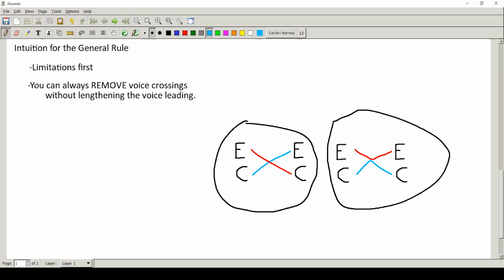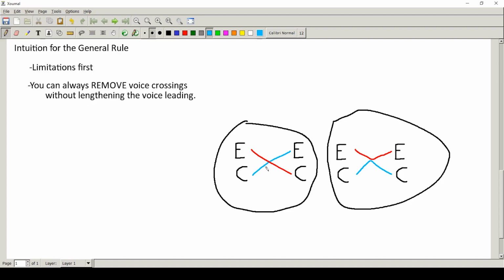So that's the intuition. You can remove a voice crossing without lengthening the overall amount of voice leading motion. So what that means is, when I'm looking for minimal voice leadings, all I have to do is check the ones that don't involve any voice crossing like this. Now, of course, it actually turns out that sometimes you can remove voice crossings and the end result is better than what you started with.